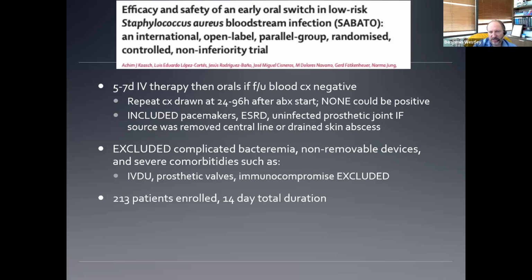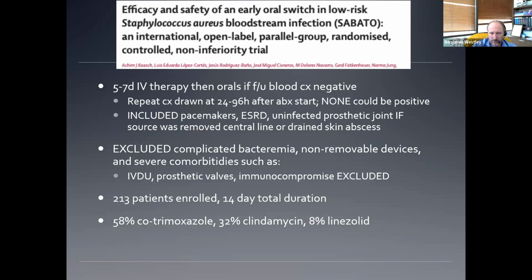There were 213 patients. They wanted a bigger study and they had trouble with enrollment, unfortunately, but there are still some important outcomes. And they treated these patients for 14 days. A little over half got cotrimoxazole, which is trimethoprim sulfamethoxazole. They call it cotrimoxazole because it was a European study, so I left the terminology. A third got clindamycin and 8% got linezolid.